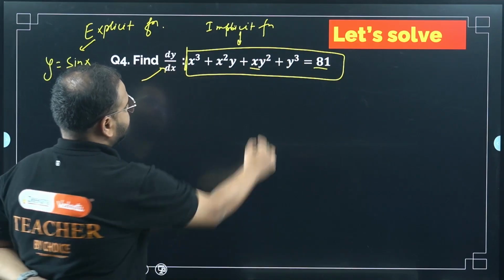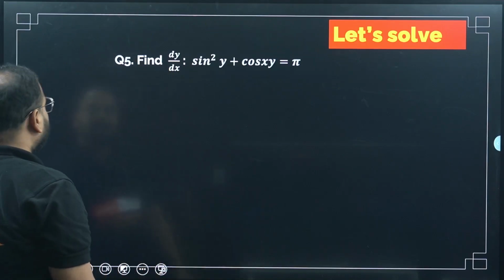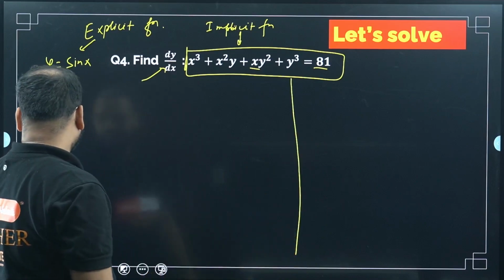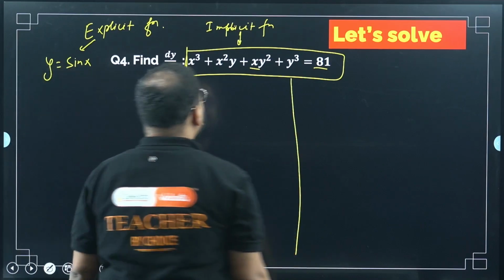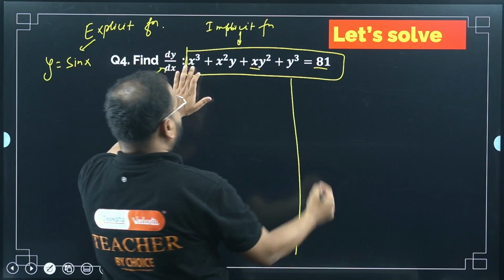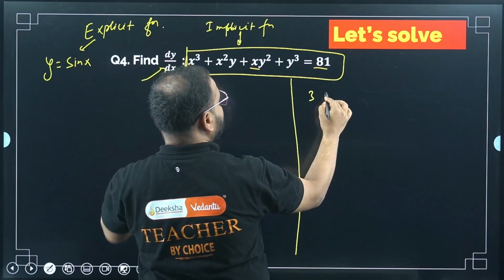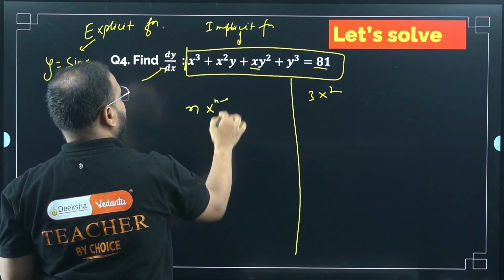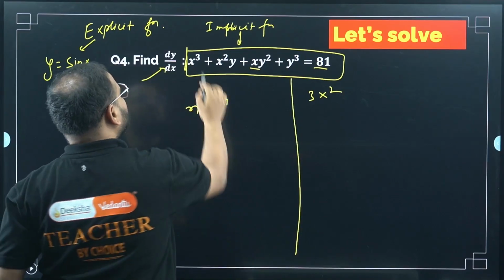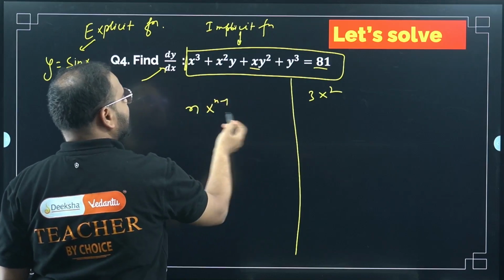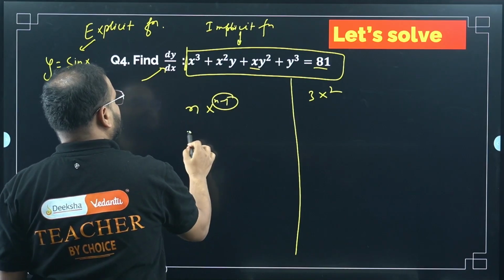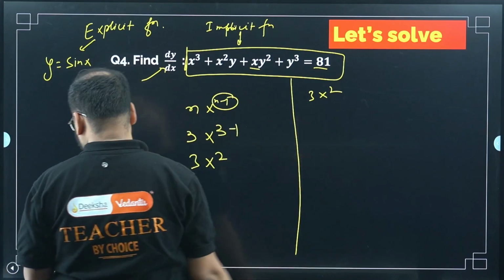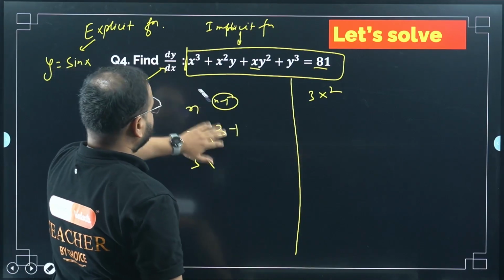How will that look? For the first term, simply 3 times x square. How? The formula is n times x power n minus 1, where n is 3. So 3 comes out as it is, and x power 3 minus 1 becomes x square, so 3 times x square. Please check this.